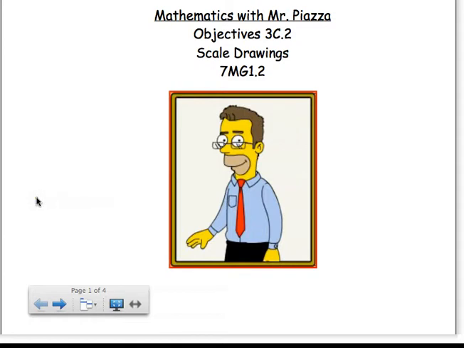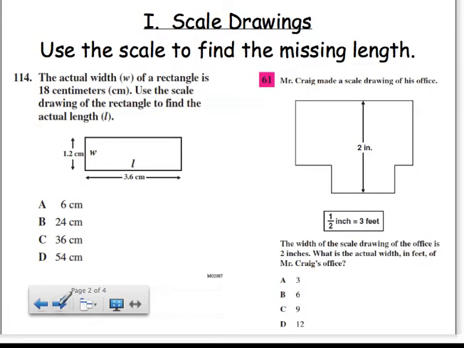We're looking at objective 3C.2. It is on scale drawings, something from one of our later units in quarter 3, but definitely an important skill, having a lot to do with geometry.